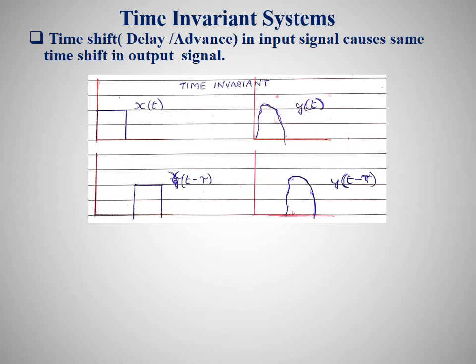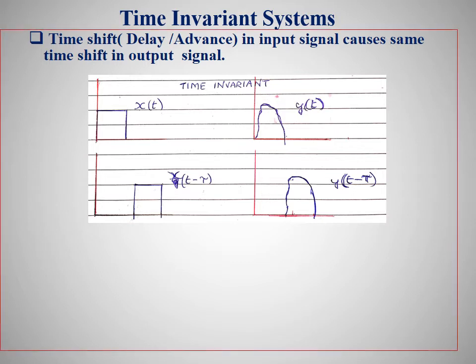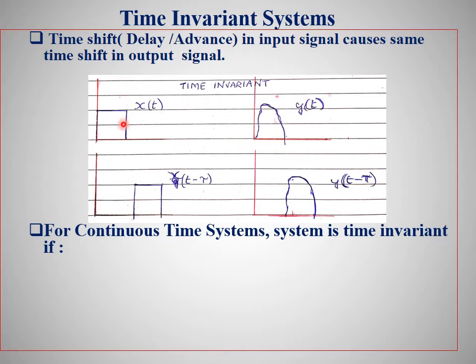Let us now try to understand time invariant systems. What are time invariant systems? When a time shift, which is a delay or an advance in an input signal, causes the same time shift in the output signal, we say that the system is time invariant. The example shown here shows a delay in the input signal. In other words, there is an input signal x(t) which produces a specific output y(t). When it is delayed by tau, it becomes x(t - tau), and hence the output also is delayed by the same tau units, which tells us that the system is time invariant.